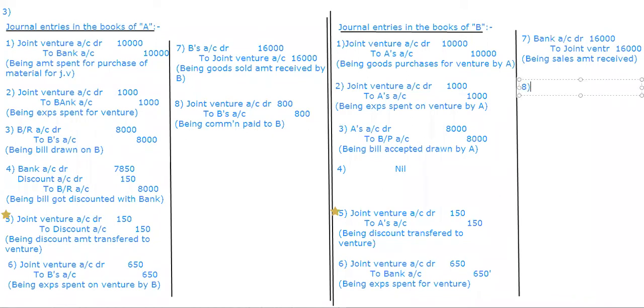Now in his account, it is his own commission, no? So joint venture account debit, joint venture account debit 800 to commission. When it is his own books, we'll write his name like this. So being commission charged to joint venture. Like how discount we are charging, commission will charge like that. Now, is this clear? Please take a screenshot first.